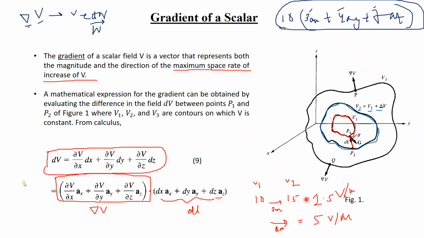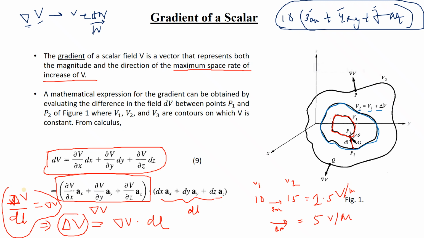And if you are traveling by 1 meter, it will be 5 volt per meter. So that means potential divided by displacement is giving you the gradient. So this is actually the gradient. Okay, so the difference in potential with respect to this gives you the gradient. So this difference in potential is equal to gradient into displacement. So gradient dot displacement, so it is a dot product.